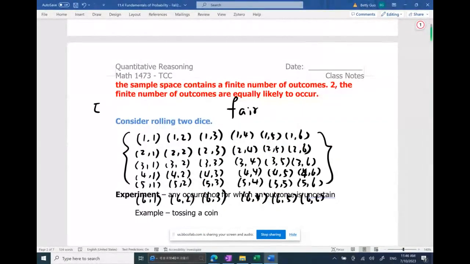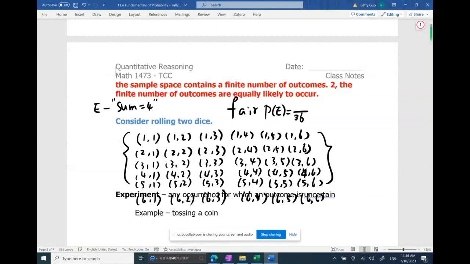And another example: if we consider rolling 2 dice, how do we find the probability of event E? What is event E? Roll 2 dice, and the sum of the numbers equals 4. All right, so how do we find the probability of E? P of E is going to be a fraction, denominator on the bottom, numerator on the top.